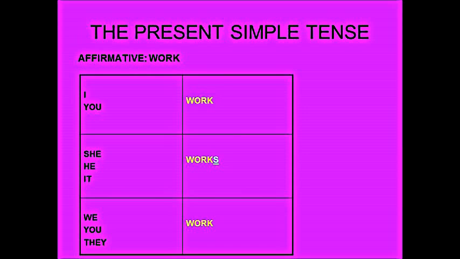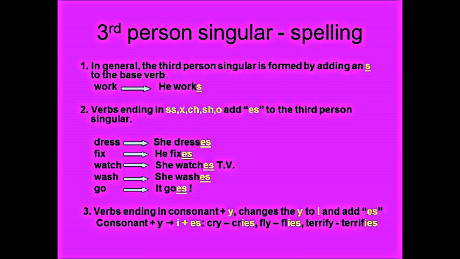However, in the third person singular, we have to add an S at the end of a verb. For example, she works, he works, or it works. There are some spelling rules to add this S. In general, we add the S at the end of the verb. However, in some specific cases, we have to make some changes.